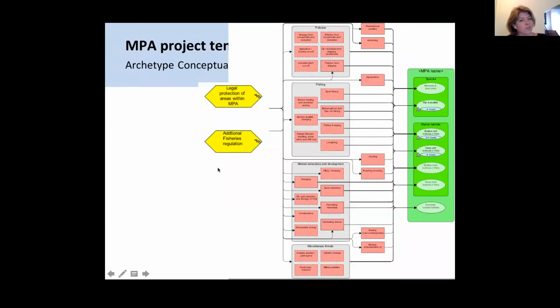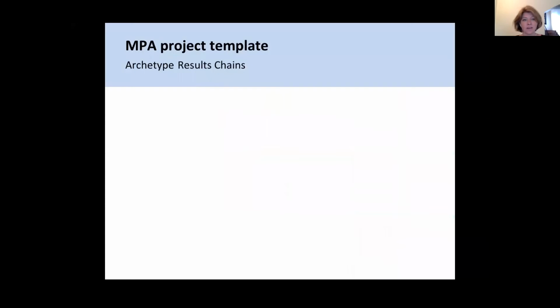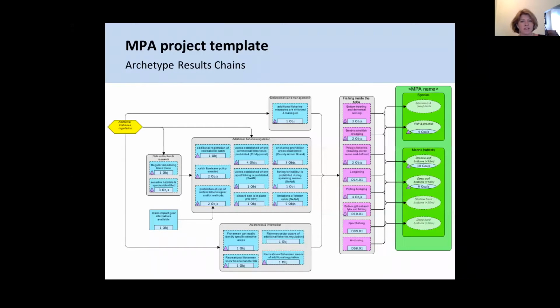One is the legal protection, right? So that's the MPA itself. And then a second strategy, which is called the additional fisheries regulation, because often in Sweden, MPA legislation does not allow you to completely regulate fisheries. You need additional legislation for that. So we made archetypes for result chains. They're big and scary because they're over complete.